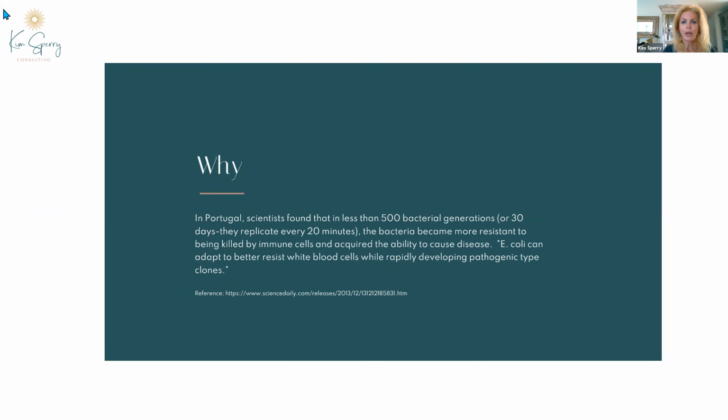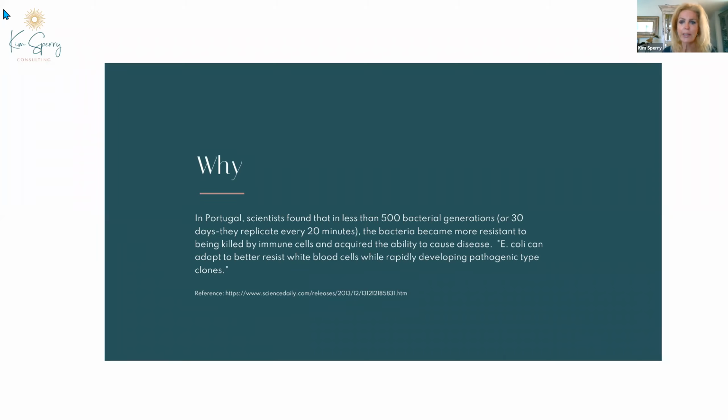Here's, I thought, an interesting example in Portugal. The average human will reproduce about every 20 to 30 years. Bacteria reproduce every 20 minutes. So in Portugal, scientists found that in less than 500 bacterial generations, which is only 1 month, the bacteria become more resistant to being killed by immune cells and acquire the ability to cause disease. That is stealth. Keep that in mind.